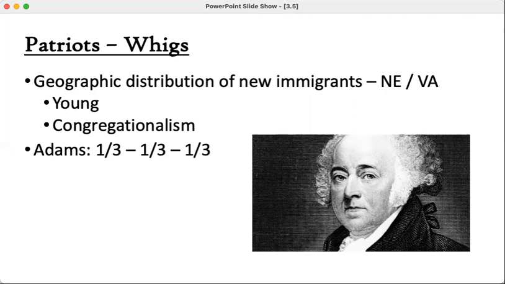So the Patriots tended to be younger. They tended to be poorer, tended to be more energetic. They tended to be more spread out, whereas Loyalists tended to be clustered in big cities.